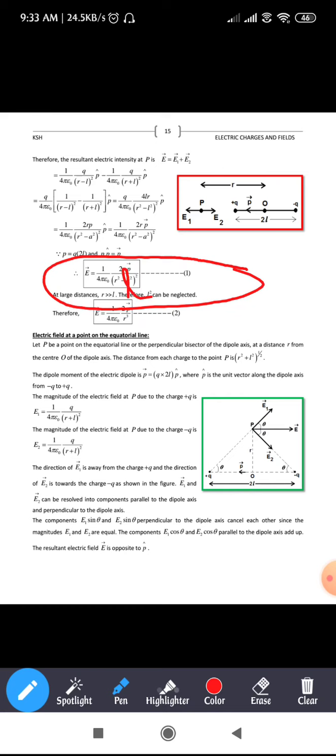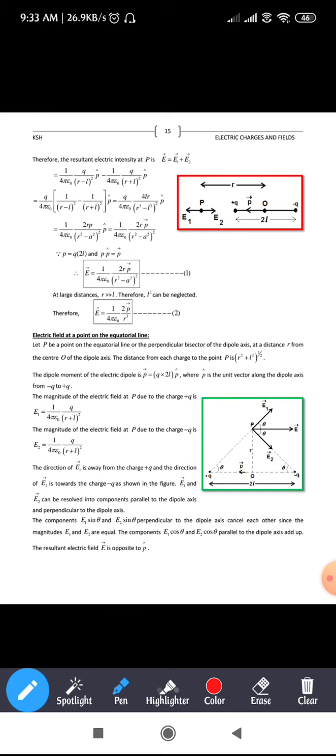Now when r is very large compared to L, you can neglect L square in the denominator. If you neglect that, the left out thing will be vector E is equal to 1 by 4 pi epsilon naught into 2p vector divided by r cube. When you neglect that L square, the left out thing in the denominator is r square whole square. When you square it, you get r to the power 4, and one r you have in the numerator cancels. The left out thing is r cube.